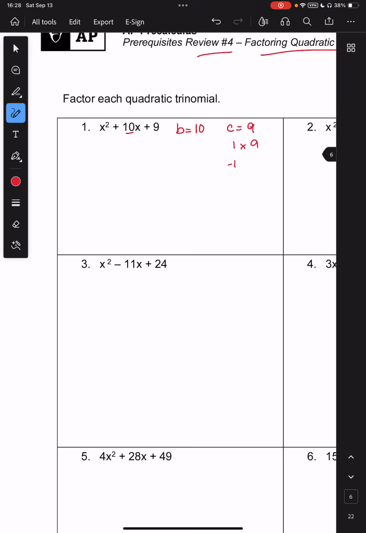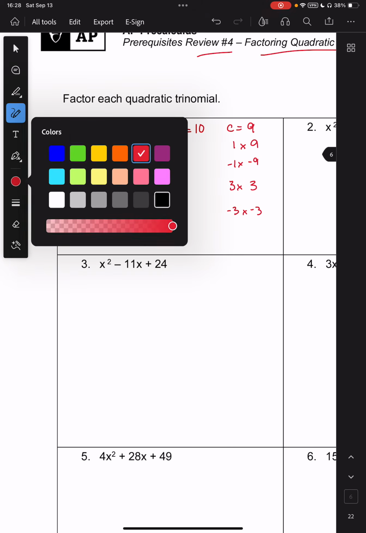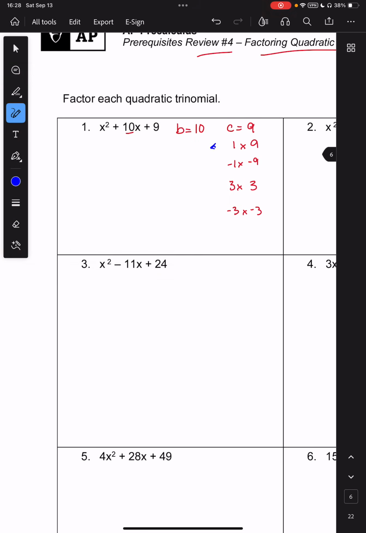So 1 times 9, negative 1 times negative 9, 3 times 3, negative 3 times negative 3. Those are the 4 values that multiply out to 9. So how do they add to our b? How do they add to 10? Well, let's add them together and see. So 1 plus 9 is equal to 10. So right off the bat, that works. But let's just check our others.